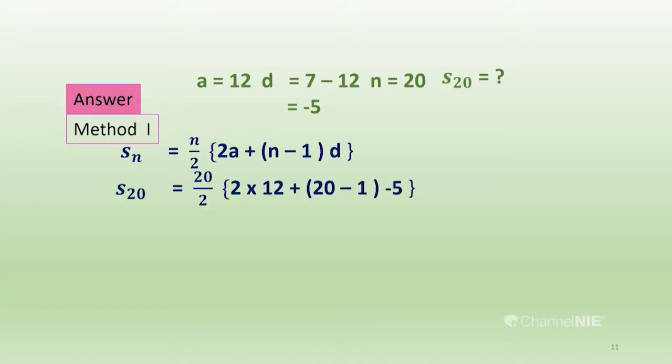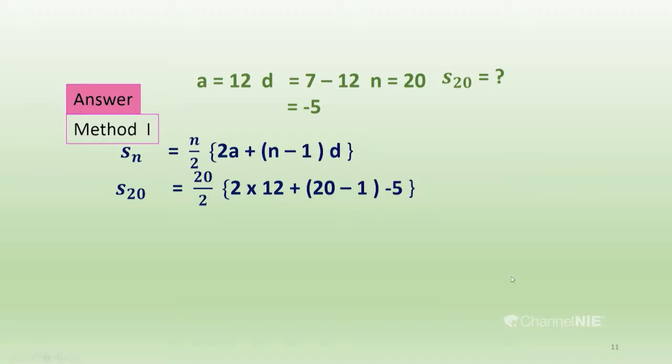S20, we are going to find the sum of first 20 terms. So, that is S20. S20 equals 20 over 2. 20 over 2 means n equals 20. And 2a means 2 multiplied by 12, because 12 is the first term. And we have to add 20 minus 1, because 2a plus n minus 1 d. n is 20. 20 minus 1 into minus 5.